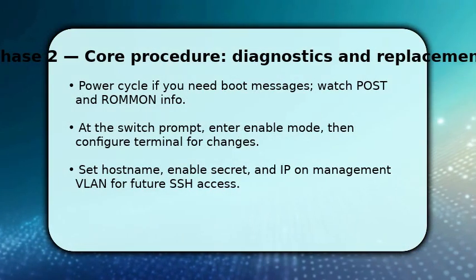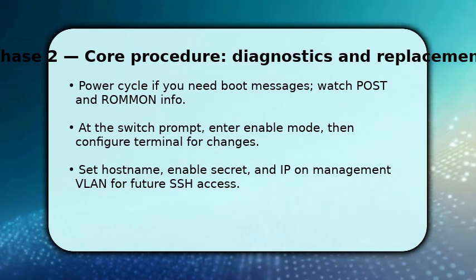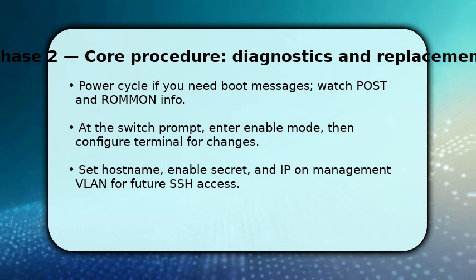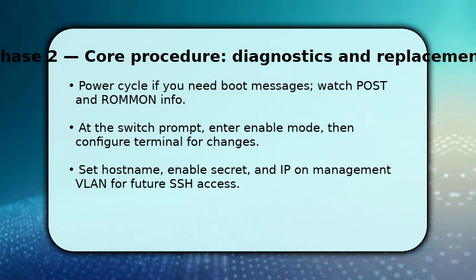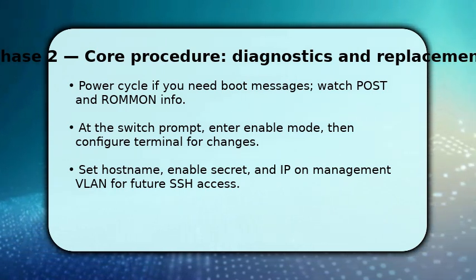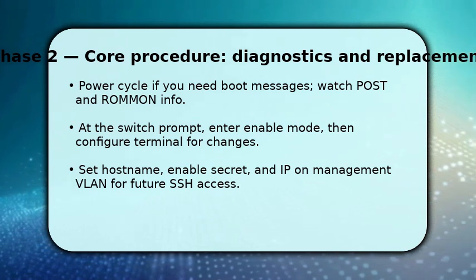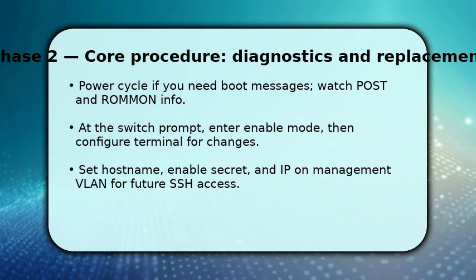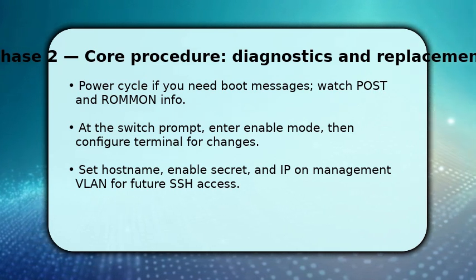After you reach the CLI, log in or enter Enable Mode to make changes. You do this because Privileged Mode allows configuration. Use configure terminal to set a hostname and create an enable secret for security, then assign an IP address to the management VLAN so you can later use SSH.